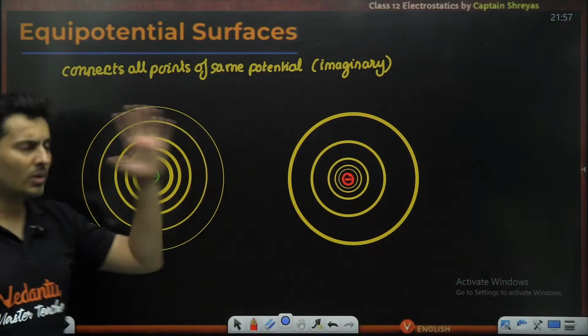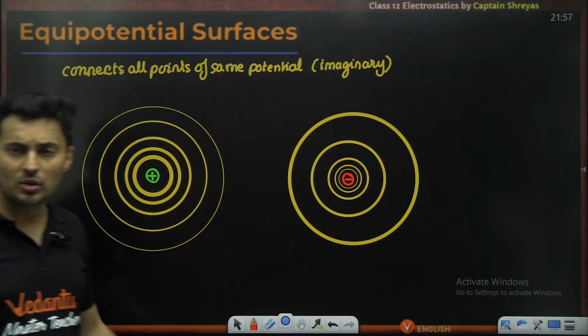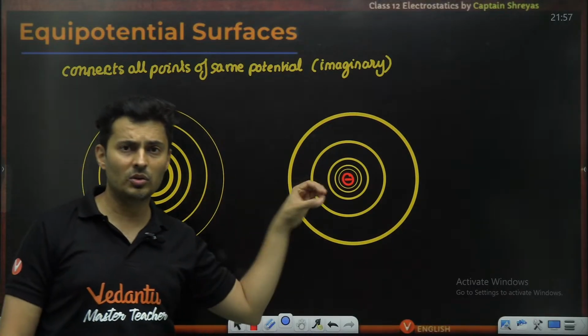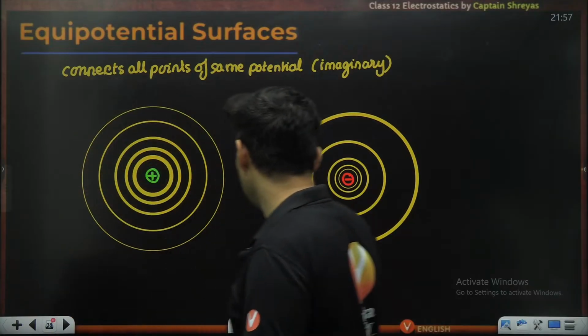Okay, so that is how it looks. For a positive charge, the potential increases as you come close, but for a negative charge, as you come close, the potential value keeps decreasing. So these are all your equipotential surfaces.